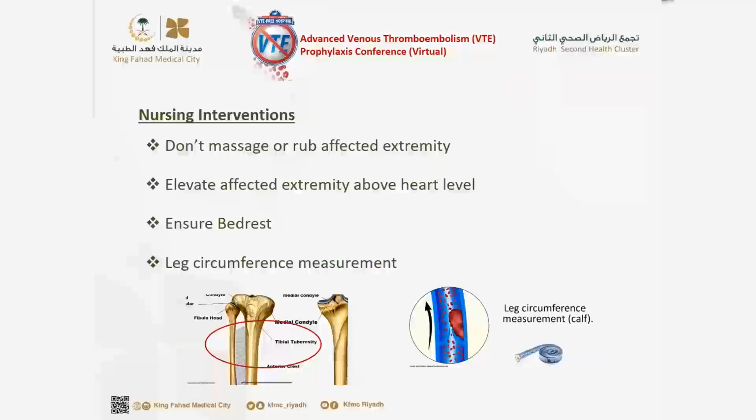Now, if you have a patient who has had a DVT, you as a nurse need to be educated, and you need to educate your patients as well, making certain that they do not massage or rub the affected extremity, that they elevate the affected extremity above the heart level, and that they ensure bed rest. Because remember, if the patient has a clot, you do not want the patient up and about, mainly because you do not want this clot to be dislodged. As a nurse, you also need to know how to do the leg circumference measurement, where you're assessing whether the swelling has gotten worse.